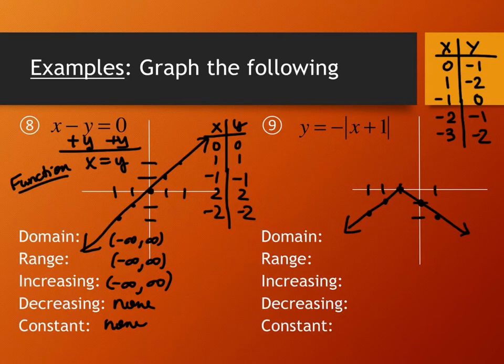What's the domain for this? We keep getting those. What's the range? Oh, good. You guys caught that one. That one's actually -infinity to 0. 0 is a bracket, right? What about increasing, decreasing? Oh, wait, is it a function? Yeah, it's a function. So what about increasing, decreasing, and constant?